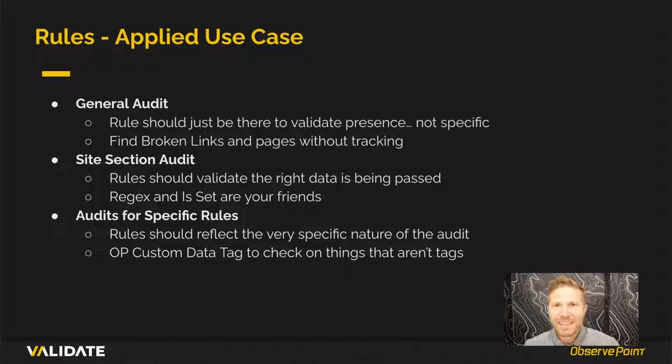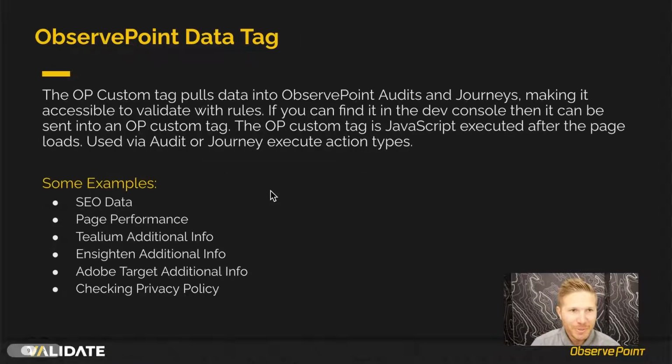So let's jump into the ObservePoint data tag. We talked about rules now, and that's the core and the foundation of taking your audits to the next level, or even journeys. But now with the ObservePoint data tag, this is taking it up another level. Essentially, the OP custom data tag allows you to pull any data into your ObservePoint audits or journeys, and make it accessible via rules. So basically, if you can find it in the dev console, then it can be sent into ObservePoint via this custom data tag.